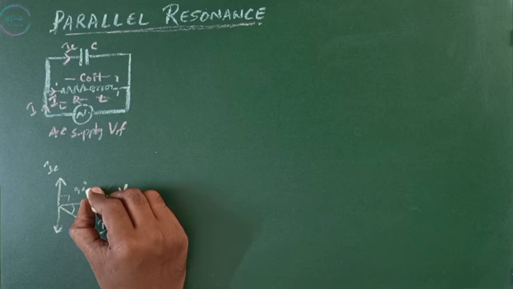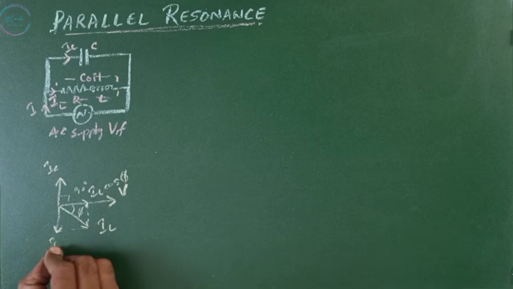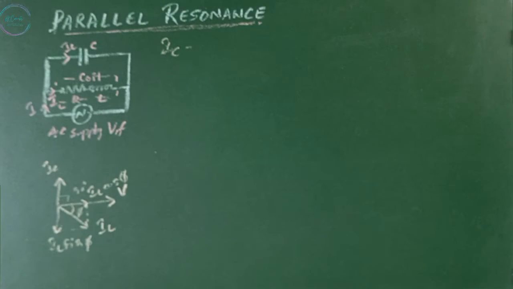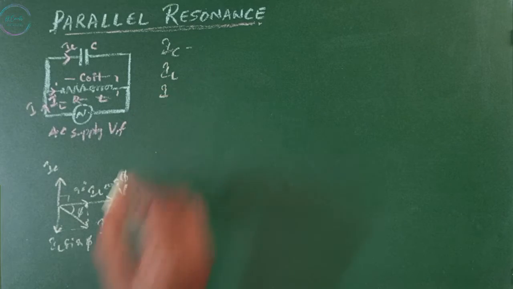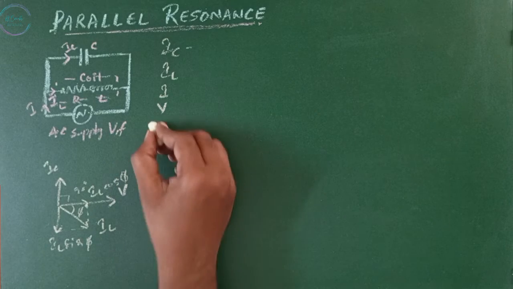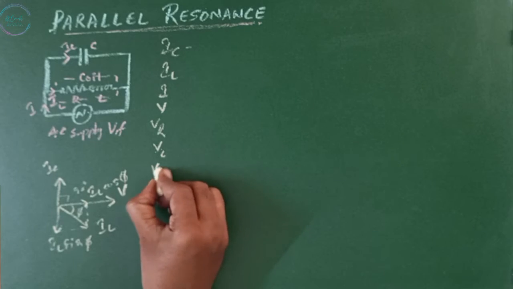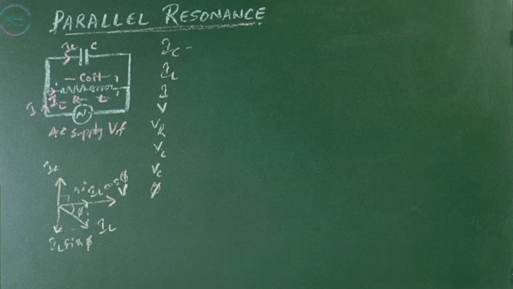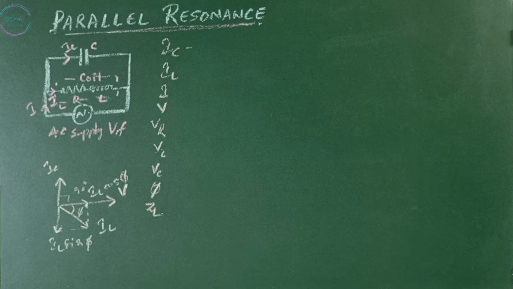Then this component is nothing but IL cos phi, and this component is nothing but IL sin phi. Let IC is the current through the capacitor, IL is the current through an inductor, and I is the vector sum of IL and IC, and V is the voltage source, VR is the voltage drop across the resistor, VL is the voltage drop across the inductor, VC is the voltage drop across the capacitor, and phi is the angle between V and IL, which is nothing but power factor angle, and this ZL is a coil impedance, XC is the capacitor reactance.